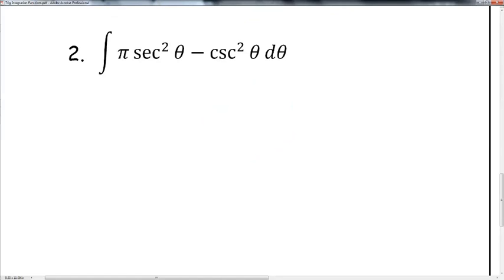Number 2, find the antiderivative of pi times secant squared theta minus cosecant squared theta d theta. If I gave you the derivative of secant squared, what was the original function? The derivative of what is secant squared? I hope you remember that'll be tangent. So my coefficient is pi. This will be pi times tangent of theta. Theta again is your independent variable.